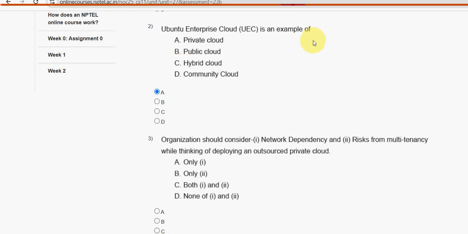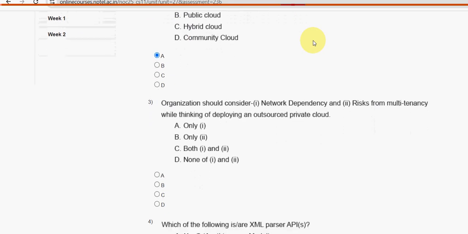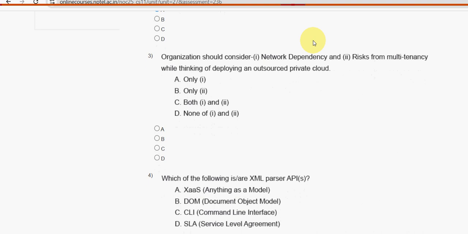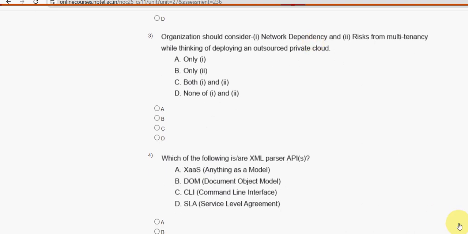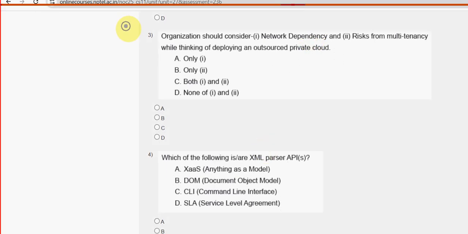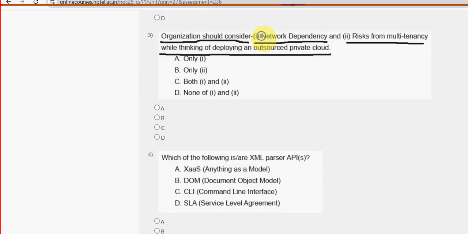Next, third question. Organizations should consider network dependency and risks from multi-tenancy while thinking of deploying an outsourced private cloud. Is that true or false? So it is absolutely true. Both the points are valid, so both 1 and 2 we can consider.